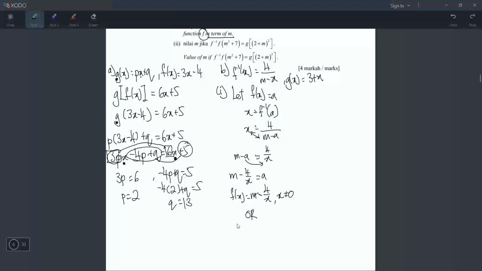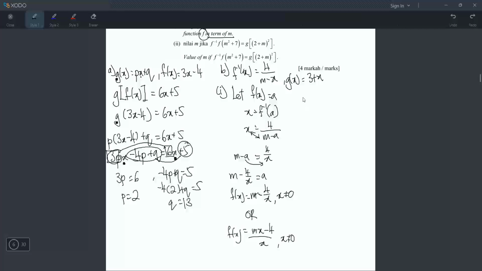You can also change this to a single fraction. How to change this to a single fraction? Just take the m, because this is m over 1, right? So what you can do is multiply by x here. So it becomes (mx minus 4) over x. And you will also write x cannot equal 0. So this is correct. This is also correct. Okay, both these two are correct.